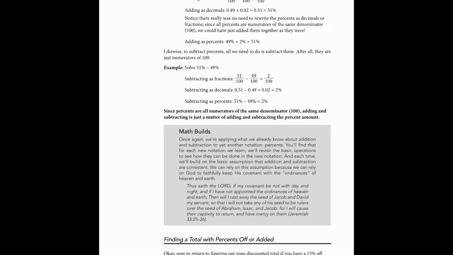Here we see example number 2. Solve 51% take away 49%. You could go through all of the trouble of making them fractions or turning them into decimals, but at the end of the day, all you have to do is subtract 49 from 51, and that gives you your answer, 2. Then you add your percent sign, and that gives you 2%.